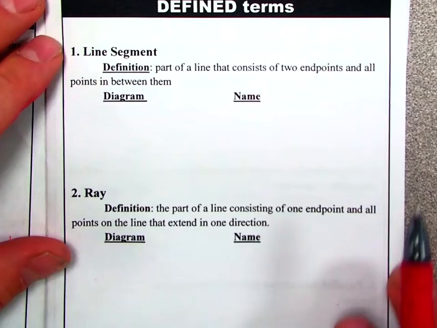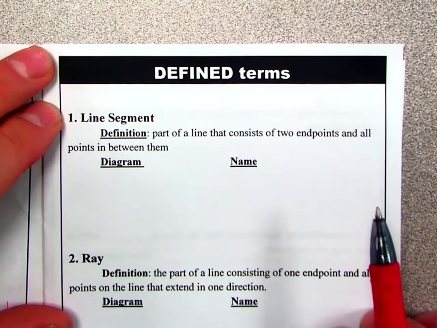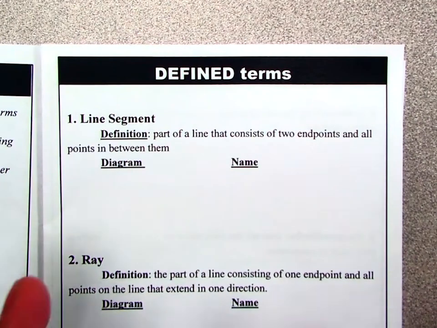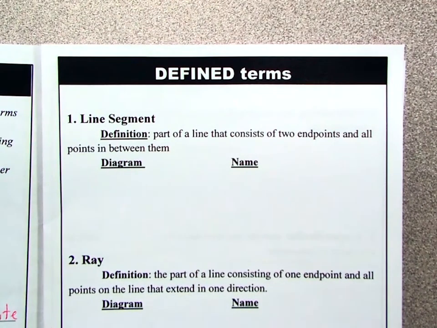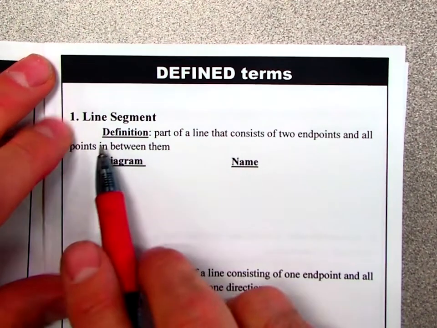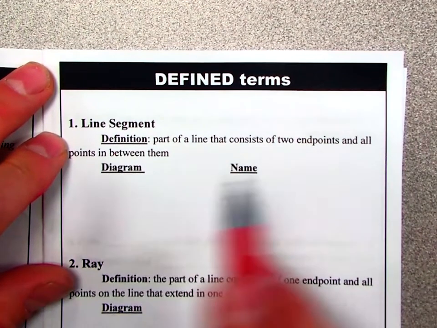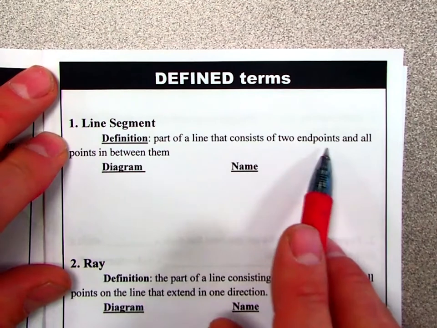Okay, so now we can move on to our defined terms. They're defined because we can describe them using our undefined terms. We can actually define these. And a line segment is just part of a line. That's the idea. It's part of a line that consists of 2 endpoints and all the points in between them.